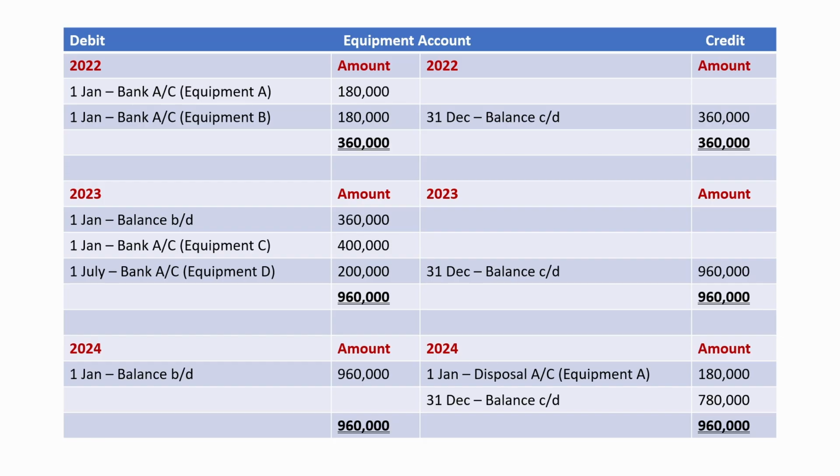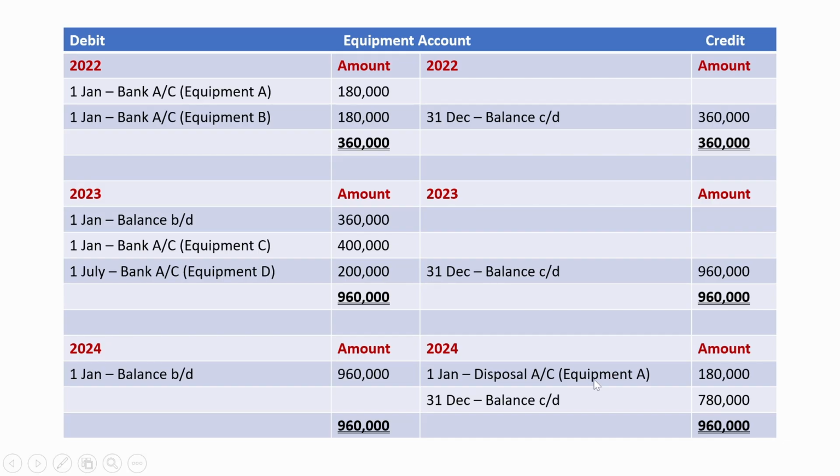In the question, there were no purchases, but there was a disposal of equipment A at a selling price of 95,000. So once you dispose an asset, we say the assets have decreased. Once the assets decrease, you credit the asset account. So on 1st January, that is the date when equipment A was disposed. You record disposal account because this amount will be taken to the disposal account on the debit side.